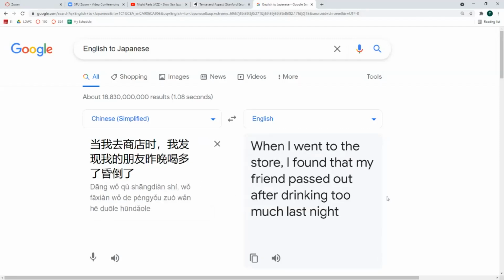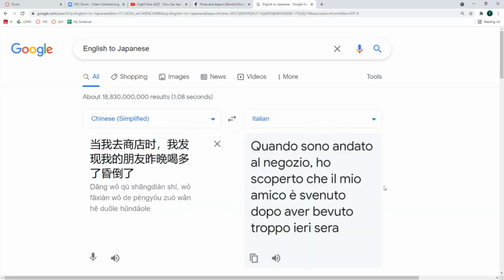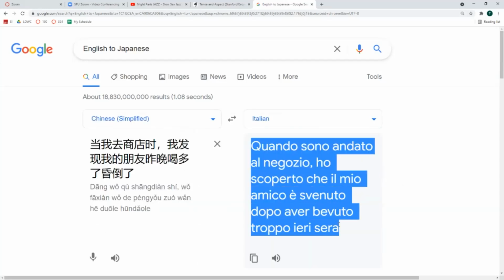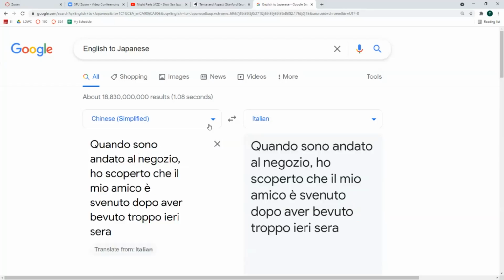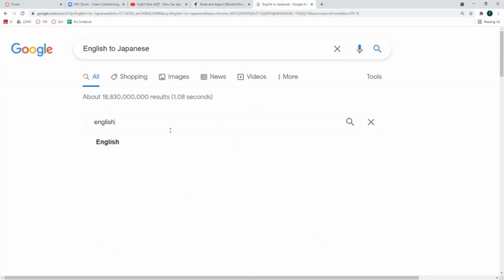When I went to the store, I found that my friend passed out after drinking too much last night. Okay, that's not too bad. So let's try translating it from Chinese into Italian. And let's take this Italian translation, and then let's convert this back into English to see what happens when we run it through a couple languages.